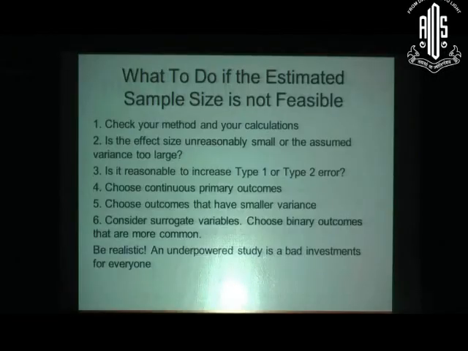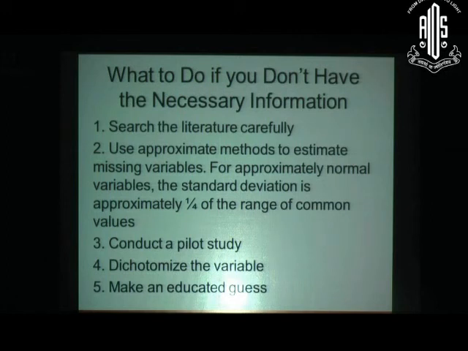The most important thing to remember is that underpowered studies are bad investments. They're not good investments for anyone. So if your sample size is not feasible, take it with a pinch of salt if you want to base a decision on it. Or if you're planning a study, you're still in a planning stage, go back and check out your effect sizes, your errors, and you also have the other options. You can use binary outcomes, you can use continuous primary outcomes, or use something which has a smaller variance. Smaller variance means smaller sample size. These are the different ways you can actually calculate your sample sizes.